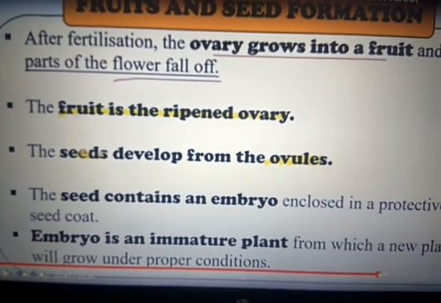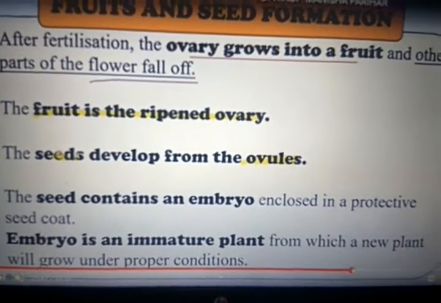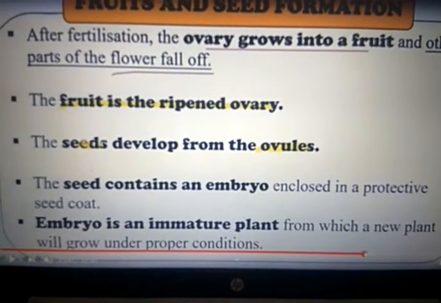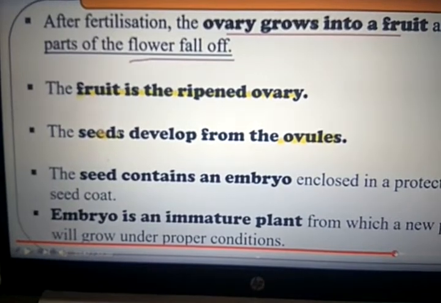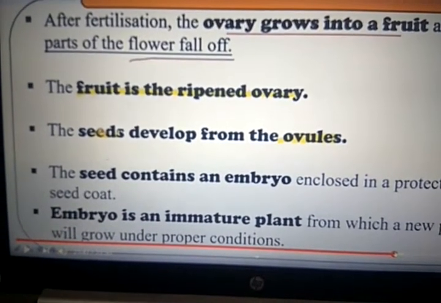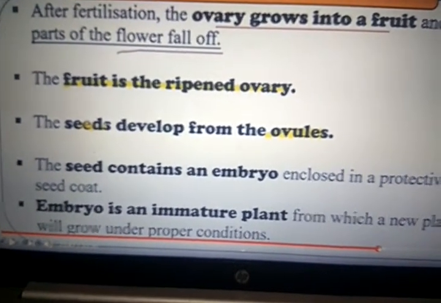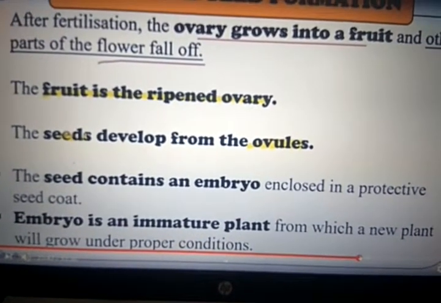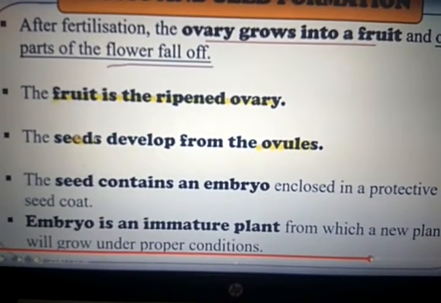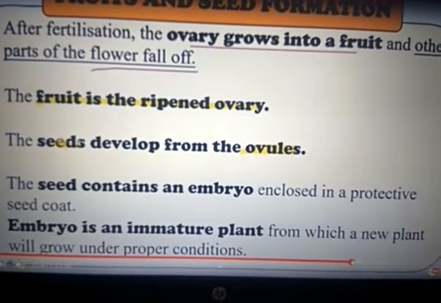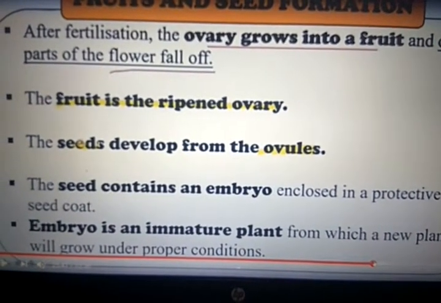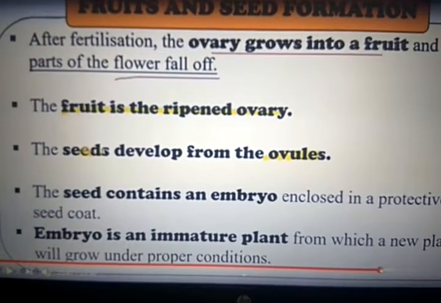After fertilization, the ovary grows into the fruit and other parts of the flower fall off. Fruit is the ripened ovary. The seed develops from the ovules. The seed contains an embryo which is enclosed in a protective seed coat. The embryo is an immature part from which a new plant will grow under proper conditions.